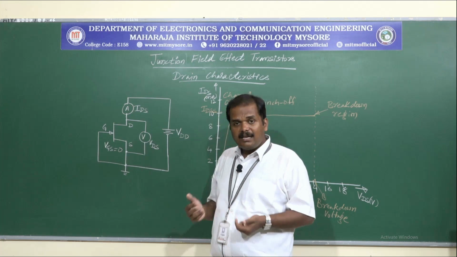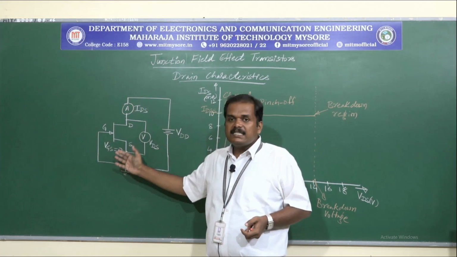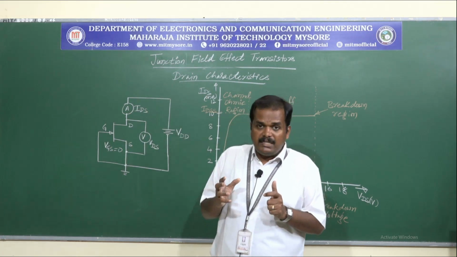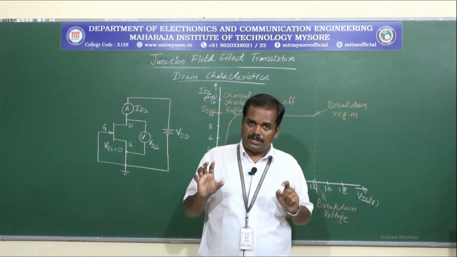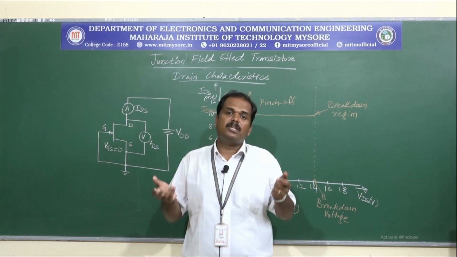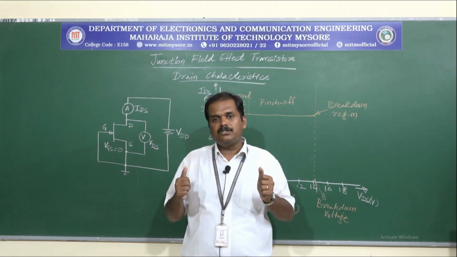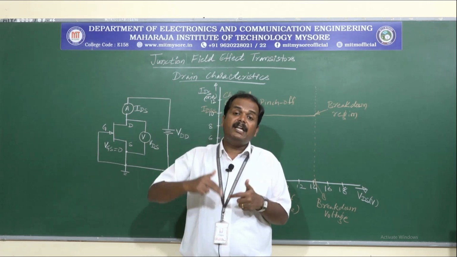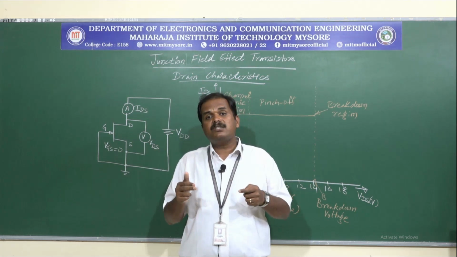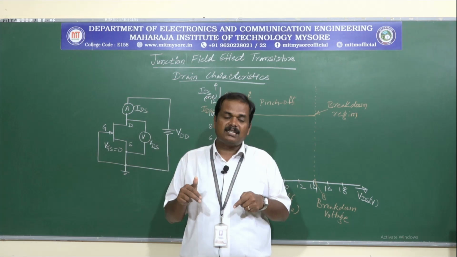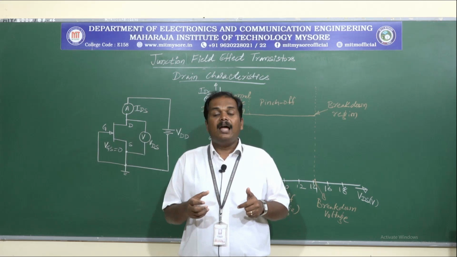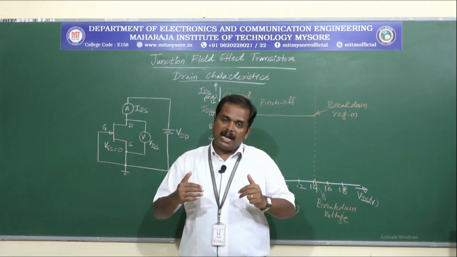Now we need to consider another condition: what if VGS is changed? We have understood in the operation that when VGS is equal to 0, no reverse bias condition occurs, so there is no depletion region penetration, and ID will flow easily. Now if we apply some negative gate to source voltage, this causes the PN junction to be reverse biased, and because of this there will be deeper penetration of the depletion region into the channel, and this causes reduced IDS.